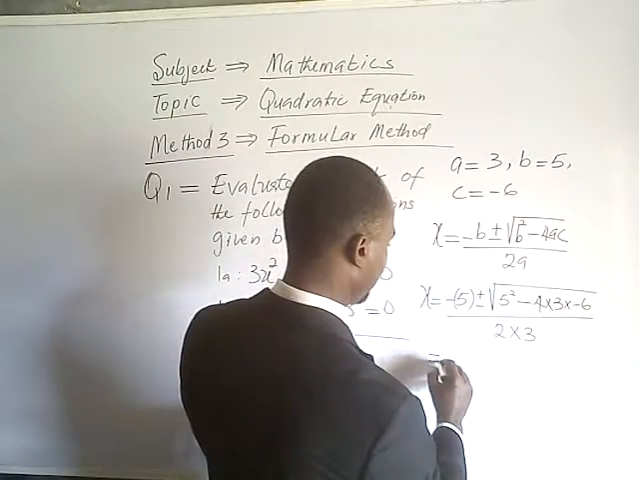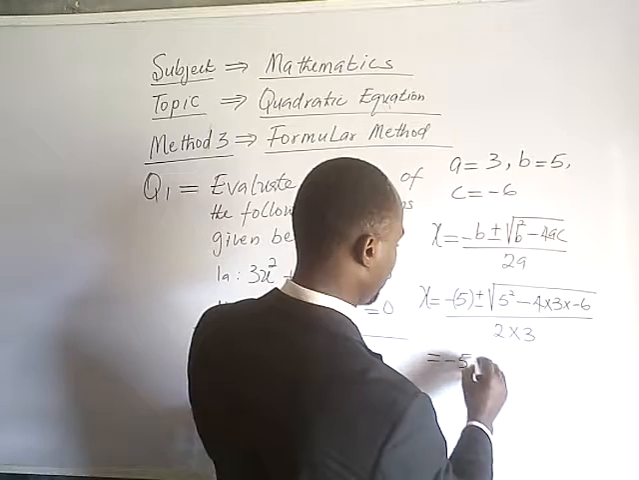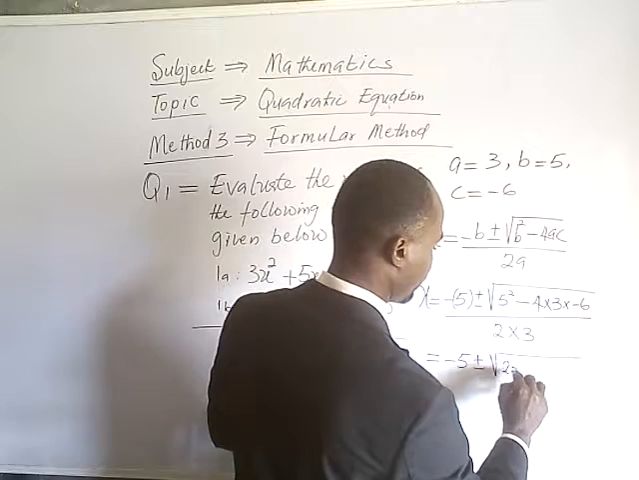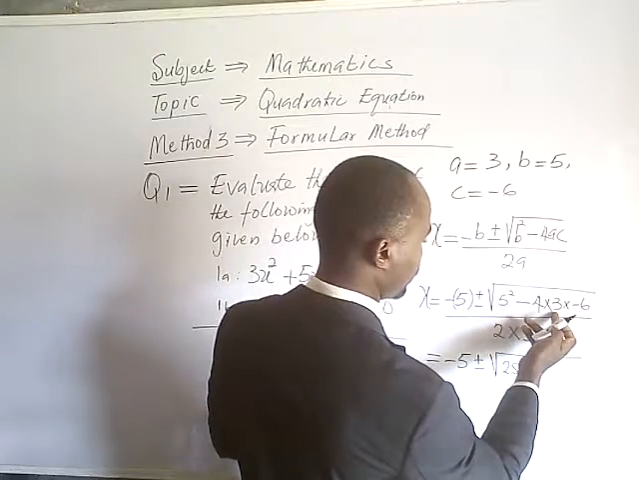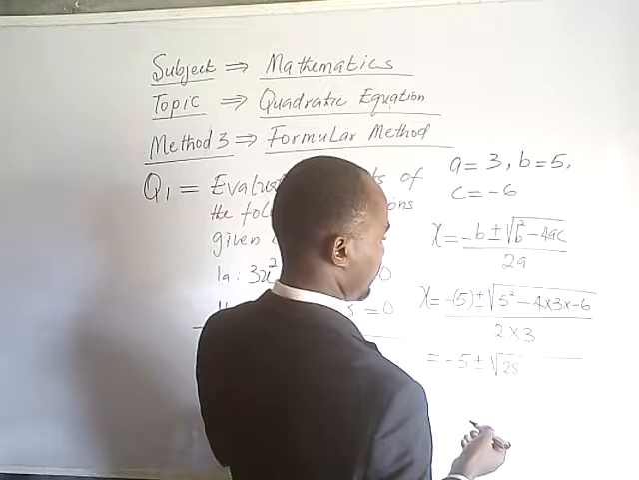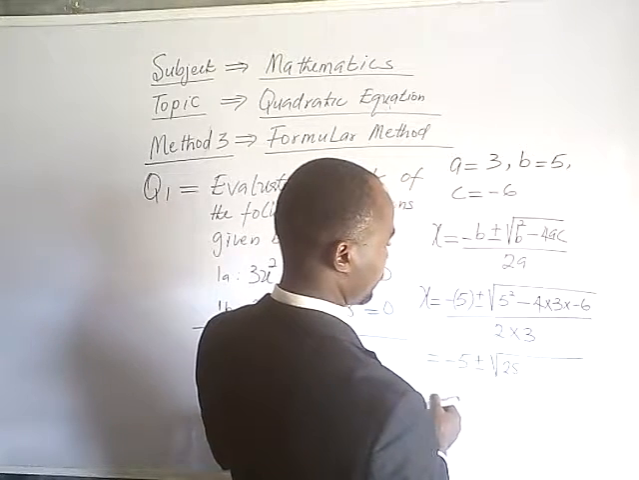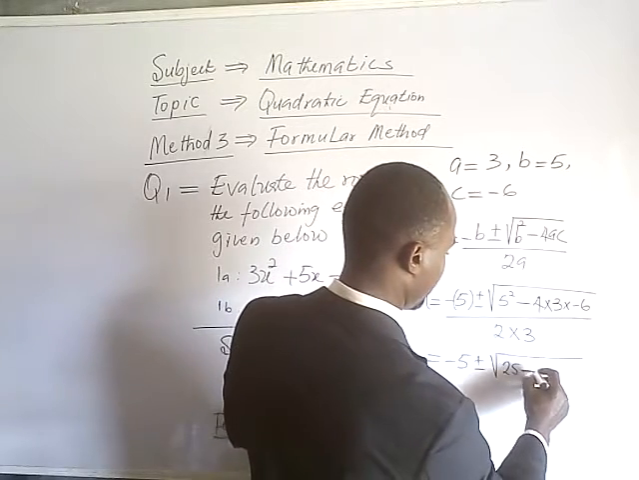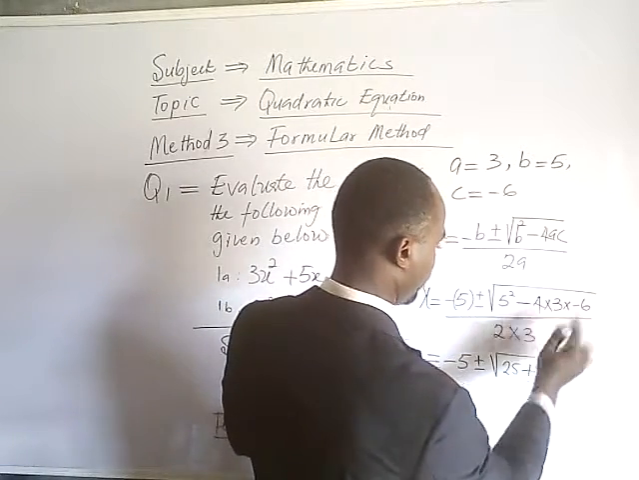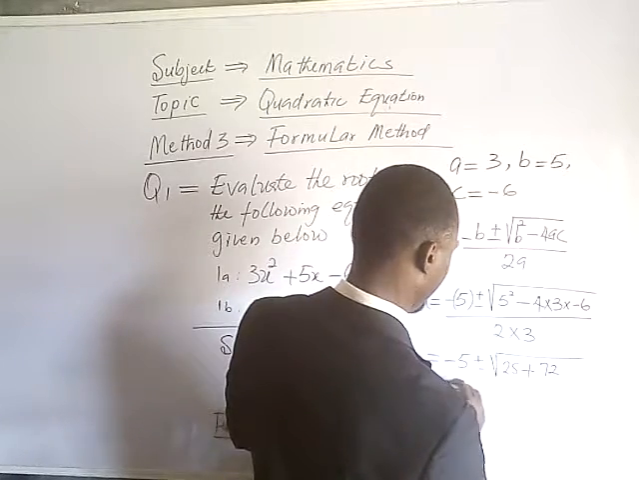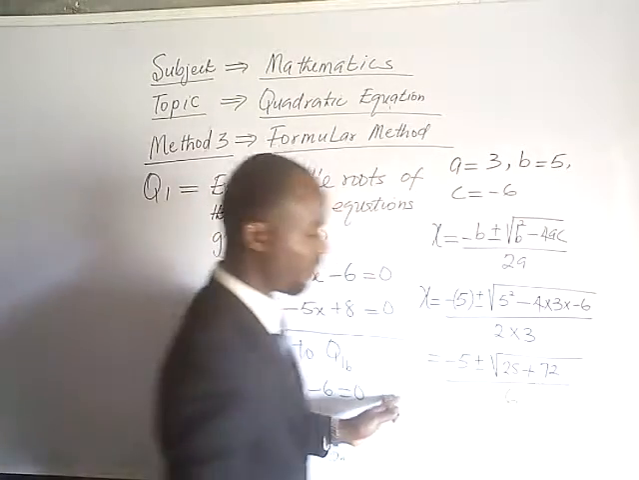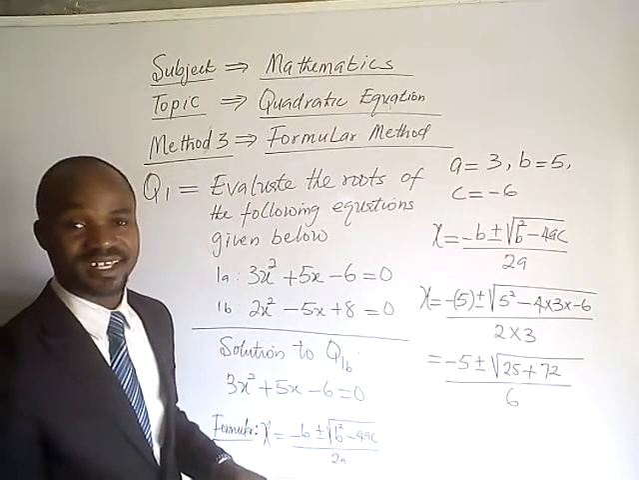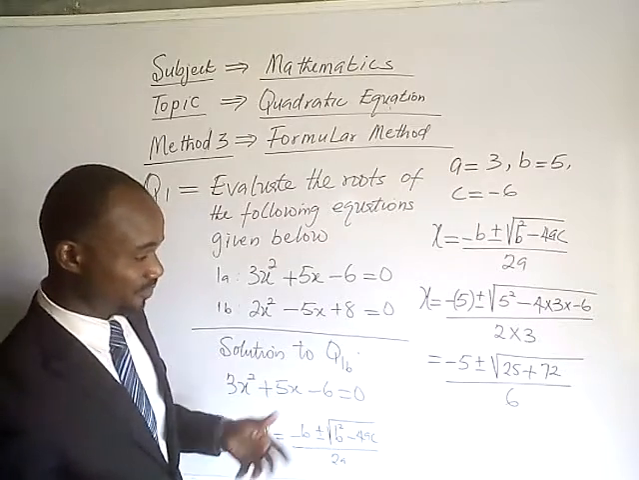So we continue with that. Minus 5 plus or minus root, this will give 25. Okay, this is 12, 12 times 6. 12 times 6 will give us 72, because 12 times 5 is 60. 72 minus, rather plus, because of the presence of the minus 6. 72, all over 6. Very good. You can see the steps. Very wonderful and easy to use.